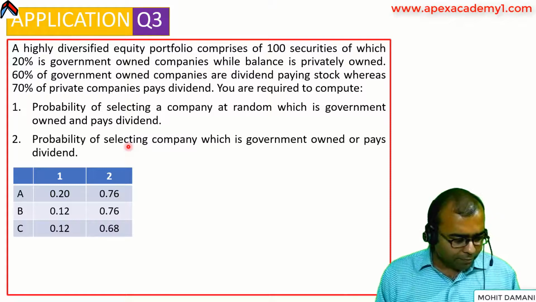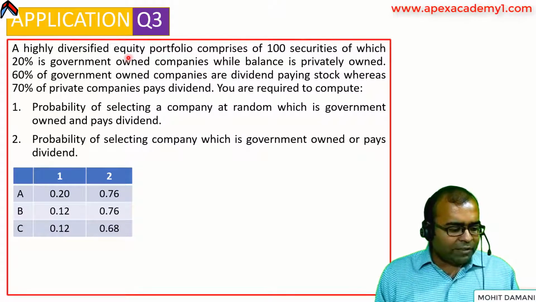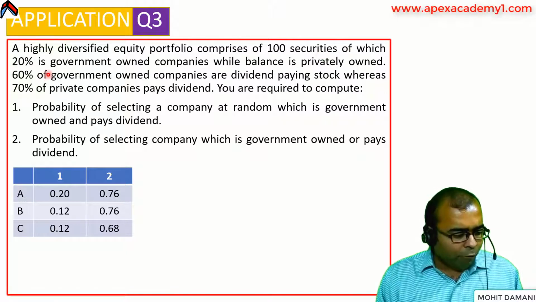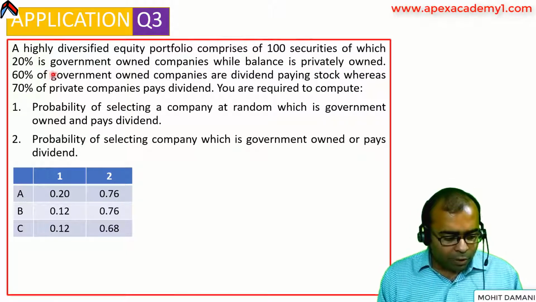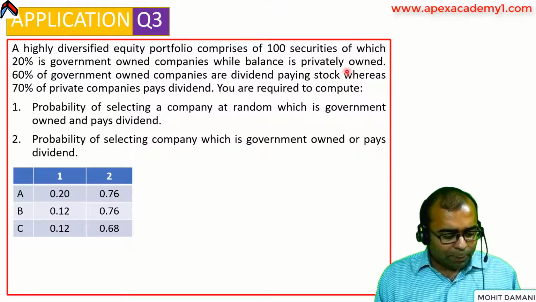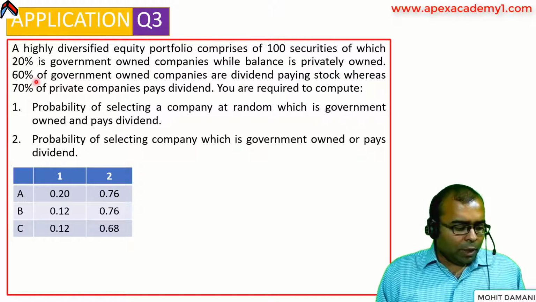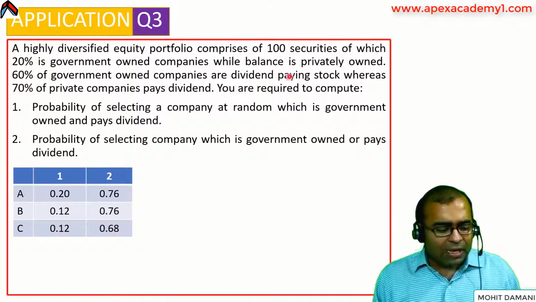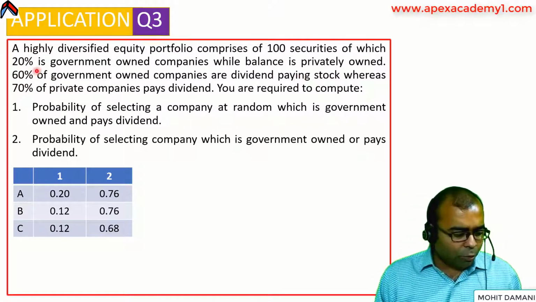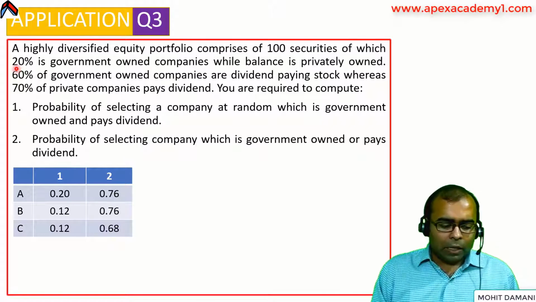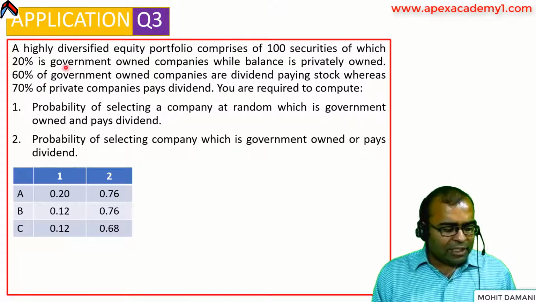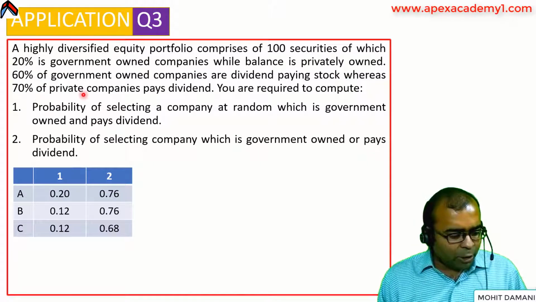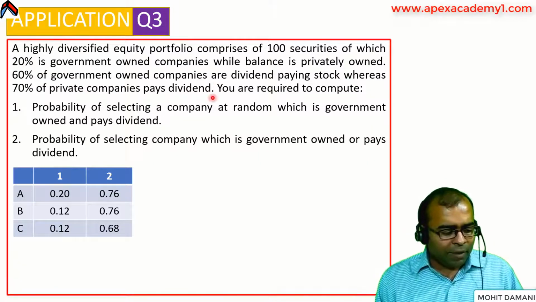So I'm moving ahead. A highly diversified equity portfolio comprises 100 securities, of which 20% is government owned, while the balance is privately owned. 60% of government owned companies are dividend paying stock. So out of 20 government companies, 60%, that is 12 companies, are dividend paying stock, whereas 0.7 of the private companies pays dividend.